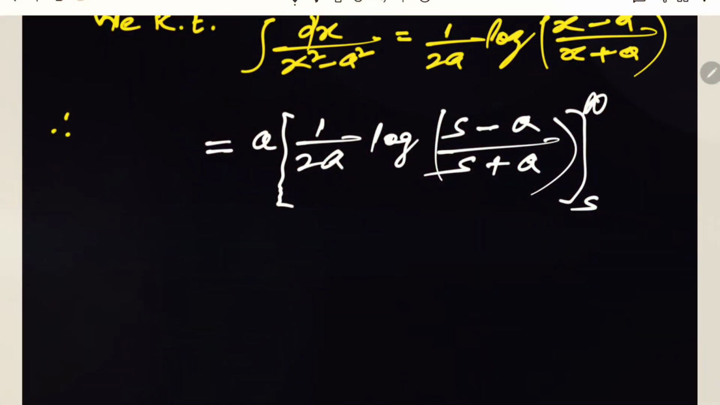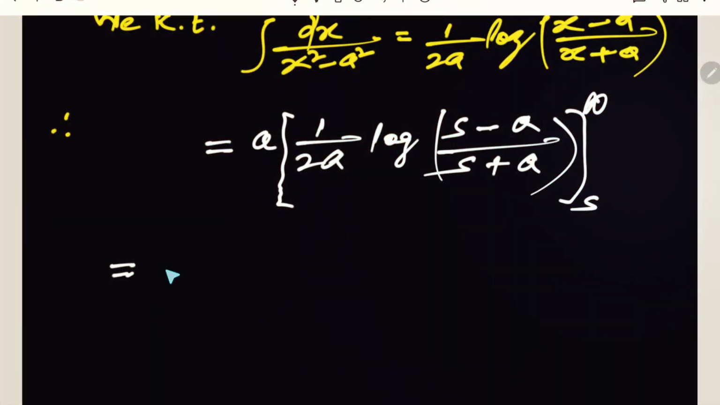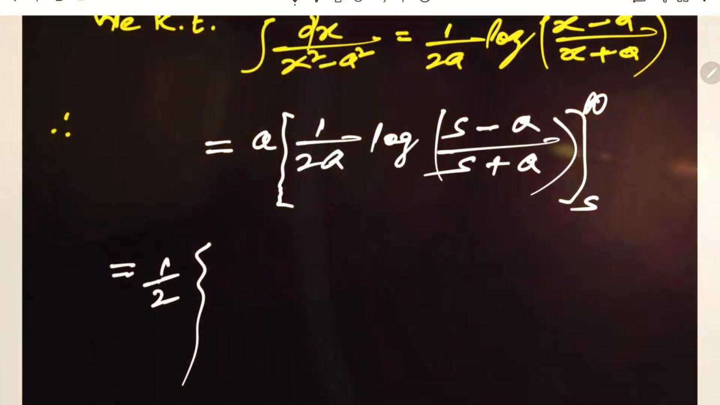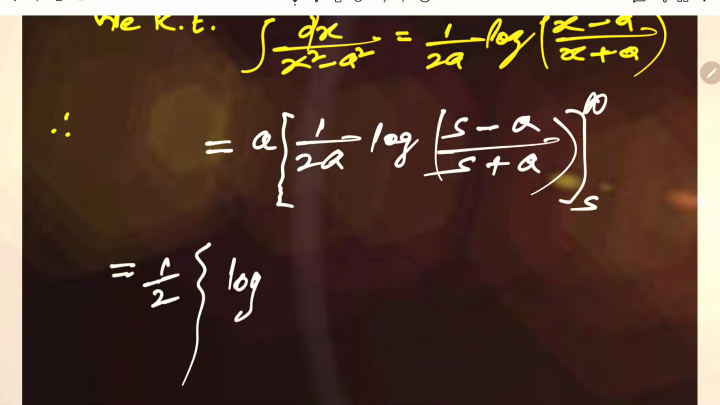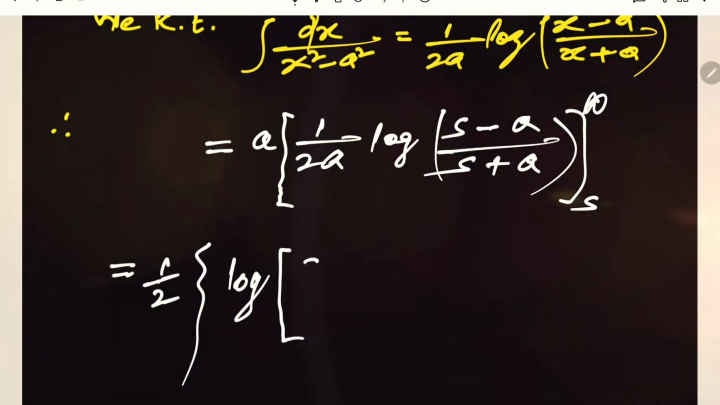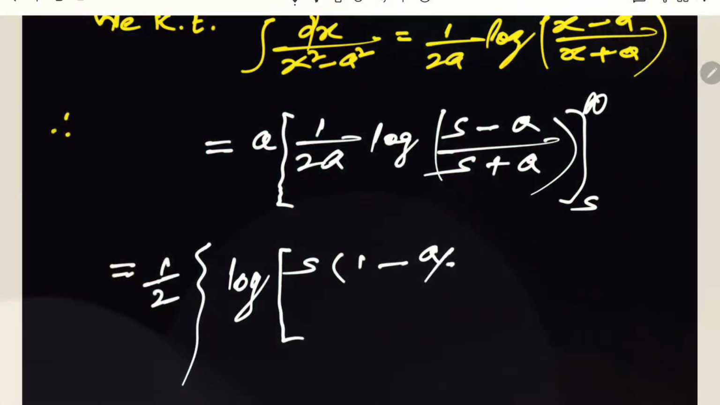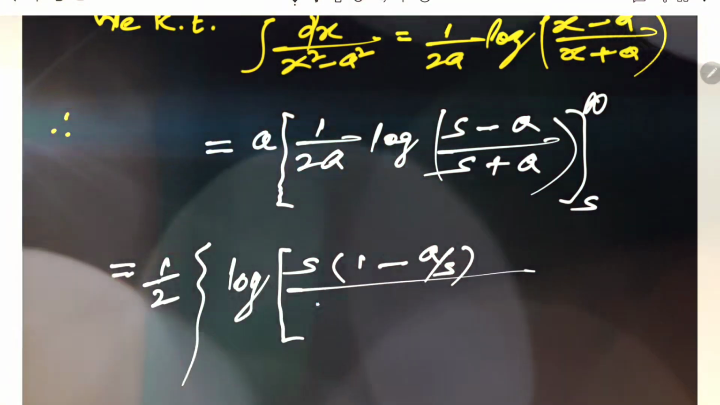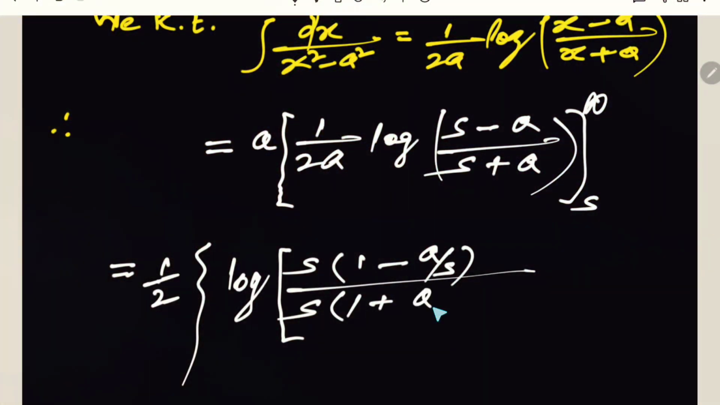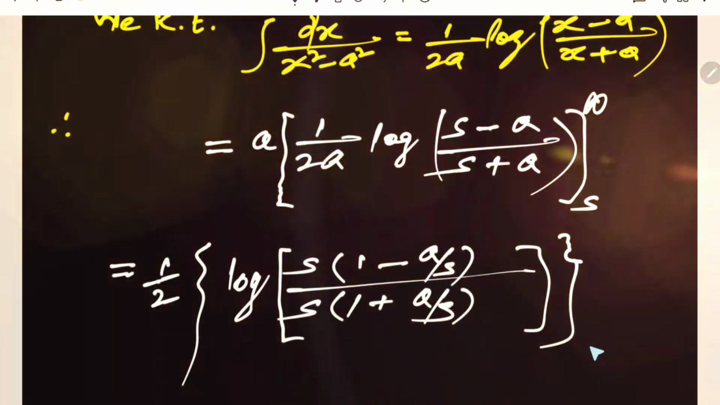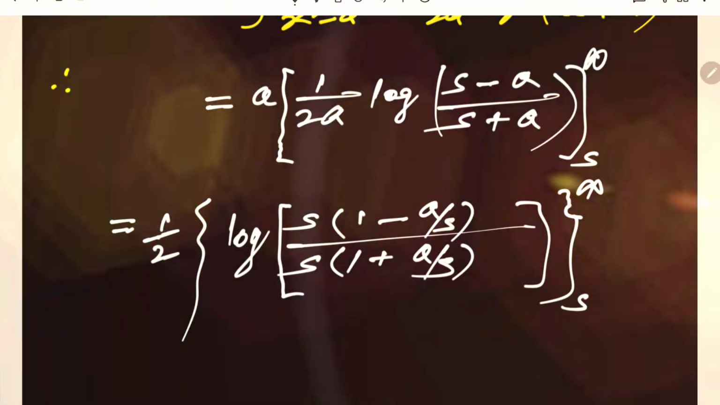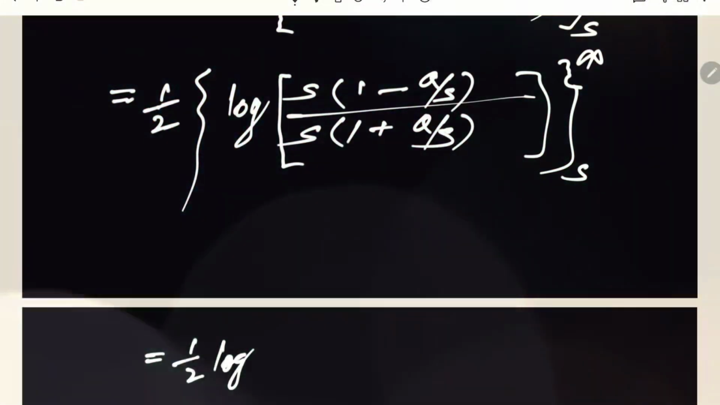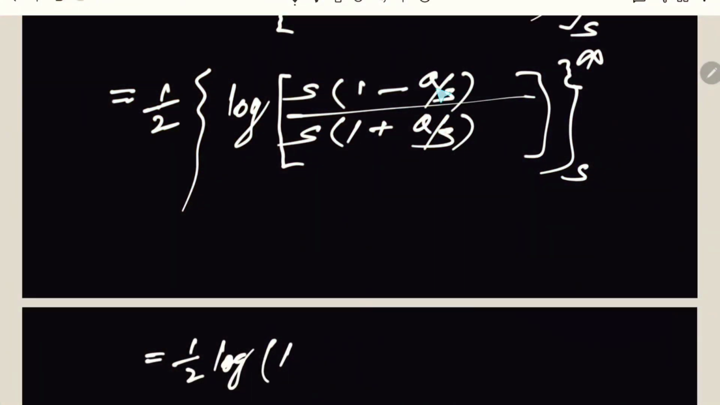Substituting the value, but before that we take s common from the numerator and denominator. Therefore, it is 1 by 2a outside, a gets cancelled, therefore 1 by 2 remains, log of s in bracket 1 minus a by s. From the denominator also we take s common, 1 plus a by s, so that s gets cancelled, and then we substitute the limits. For the upper limit infinity, we get log of 1 minus a by infinity, meaning 1 minus 0, that is log 1 upon 1, therefore it remains 1 only.